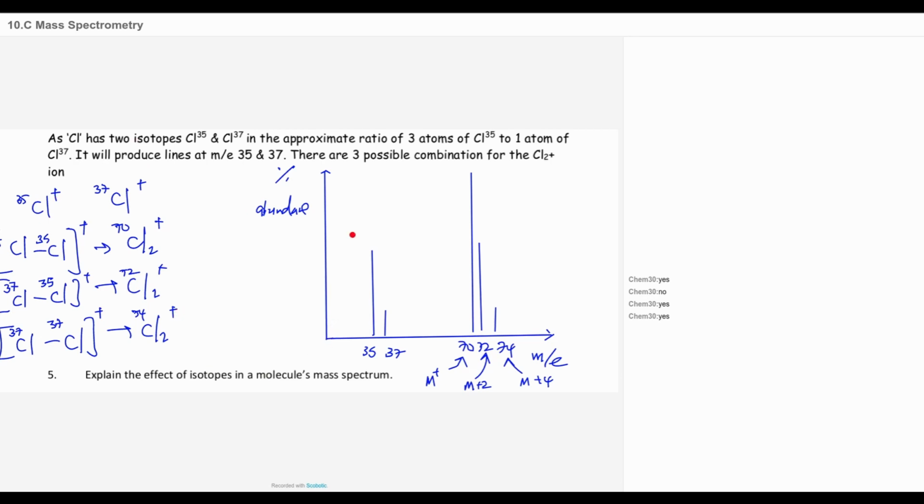You have chlorine 35 and 37. So you get the tallest peak here. This tallest peak is named as the base peak. That is the most intense peak and the most stable peak. And the base peak is usually given the relative abundance of 100%, right? And the percentage abundance of the rest of the peaks is measured with respect to the base peak. Please copy this for question 4.